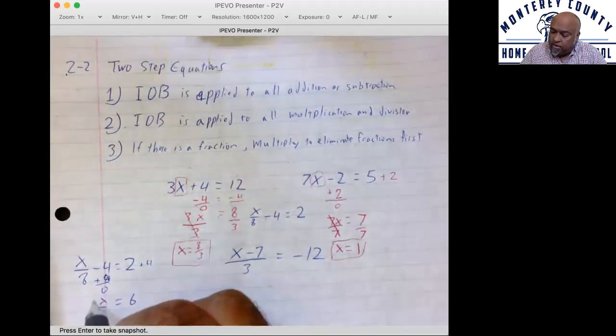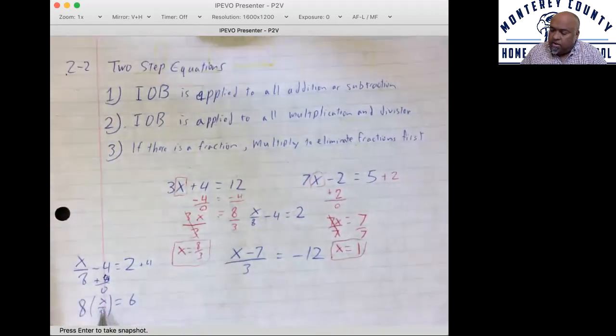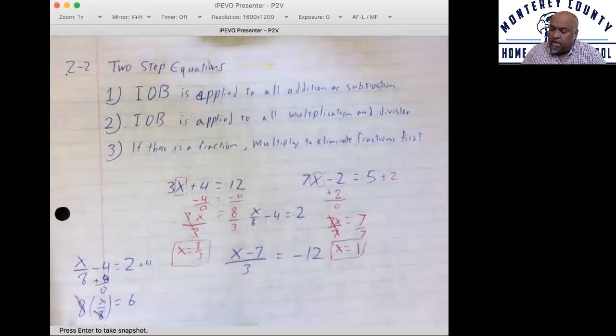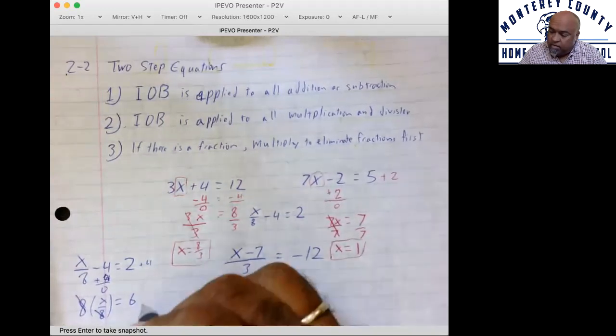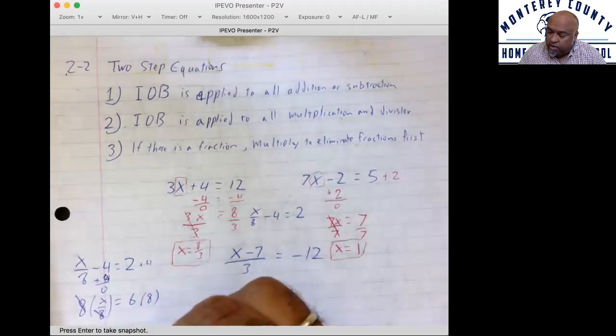Eliminate the 8 by opposite operation. I want to isolate x by the opposite of dividing by 8. The opposite of dividing is multiplying. When I multiply by 8, it cancels the division. So then I have x here. Now I have to multiply this side by 8 as well. 6 times 8 is 48. So x equals 48.